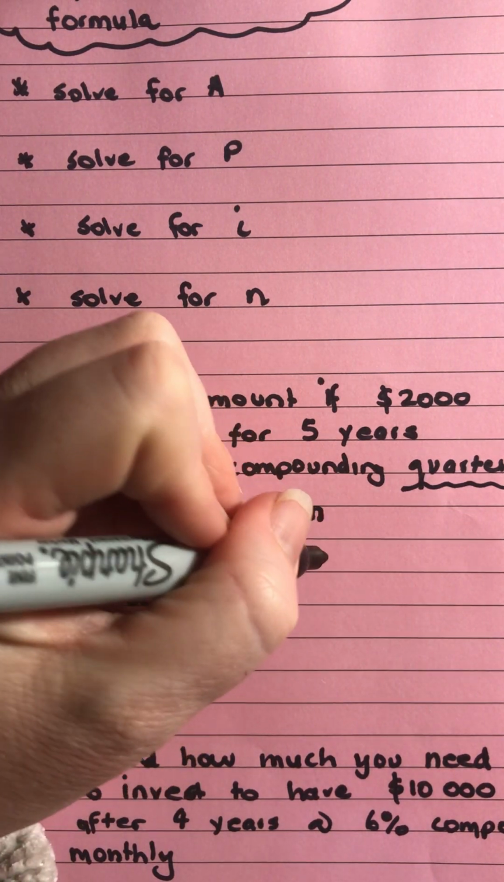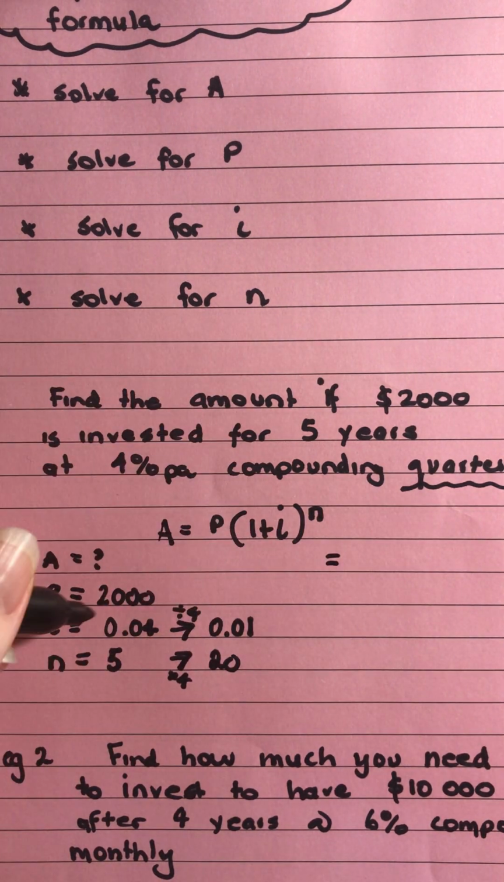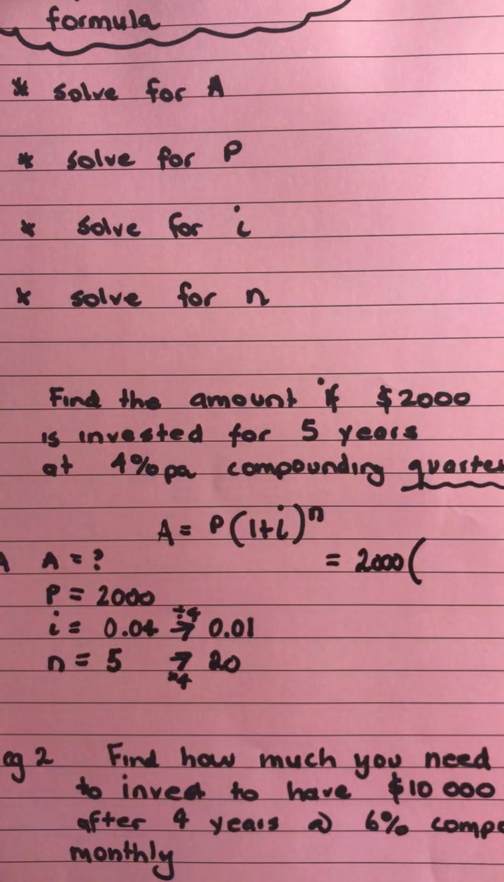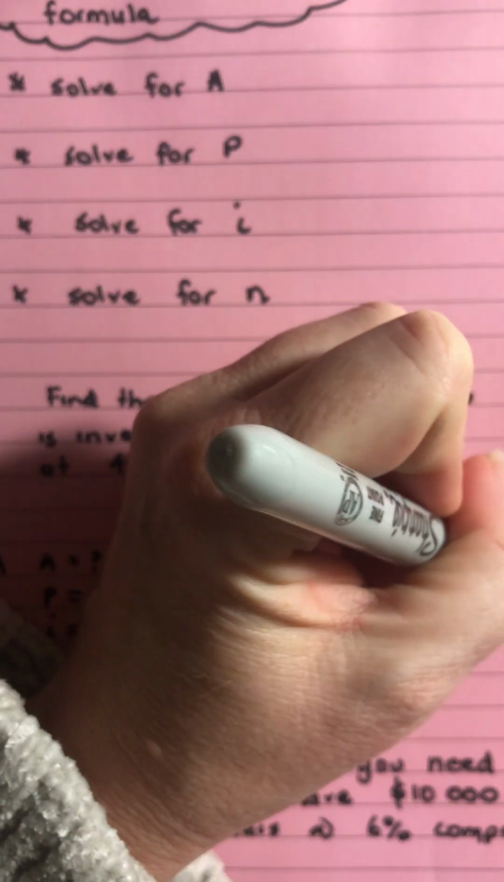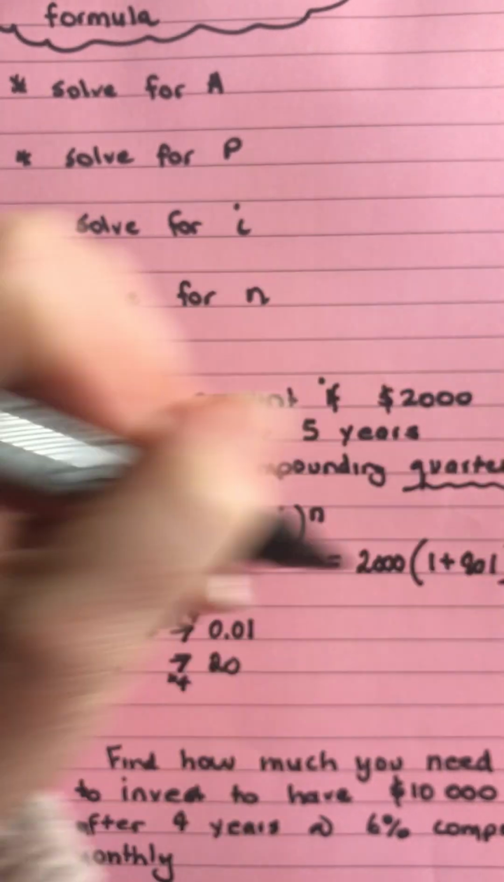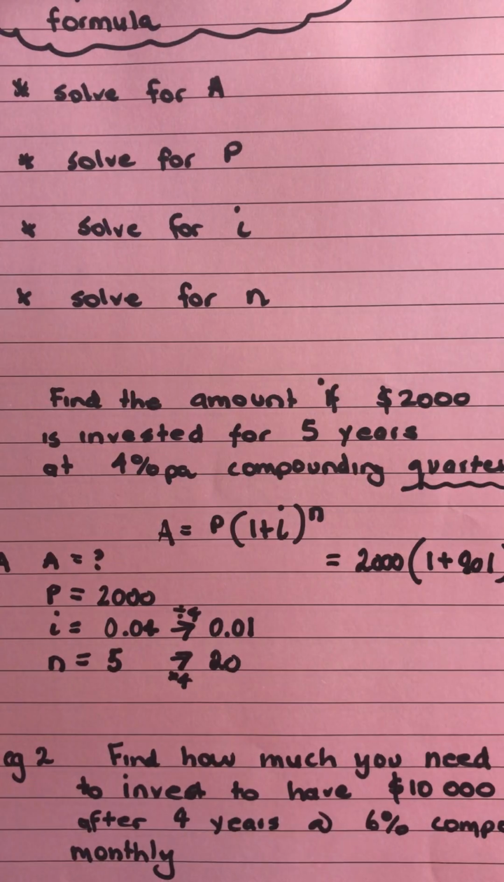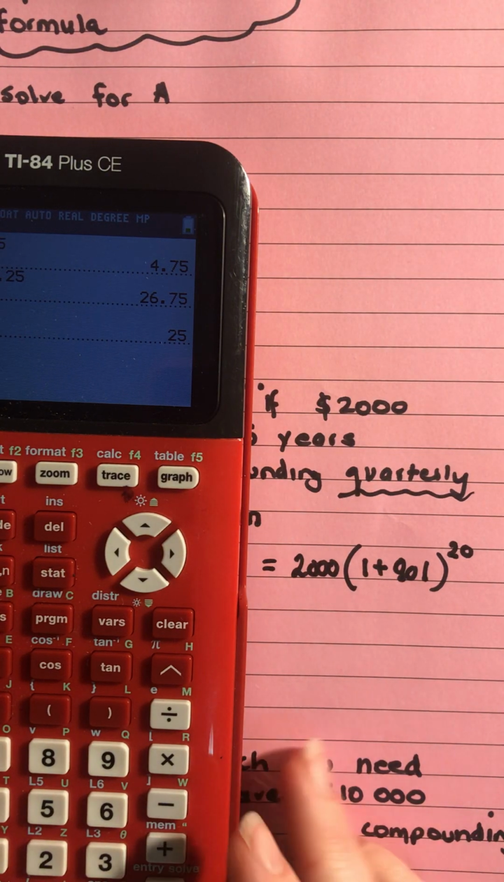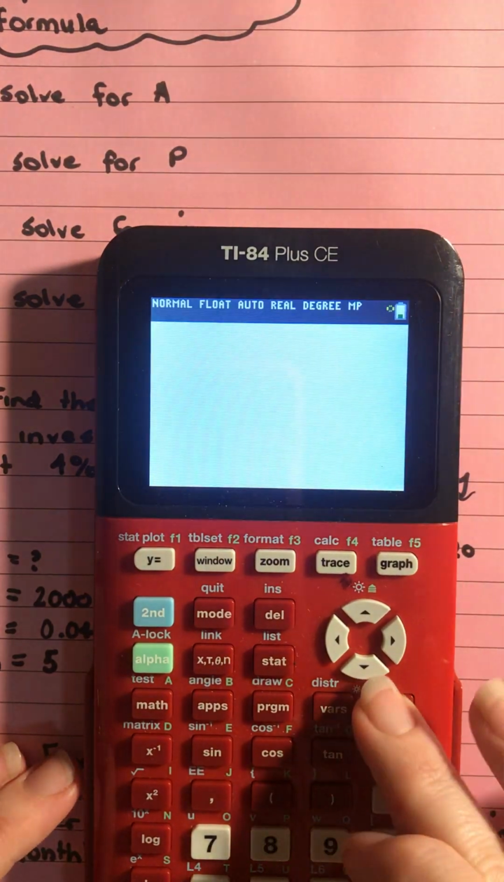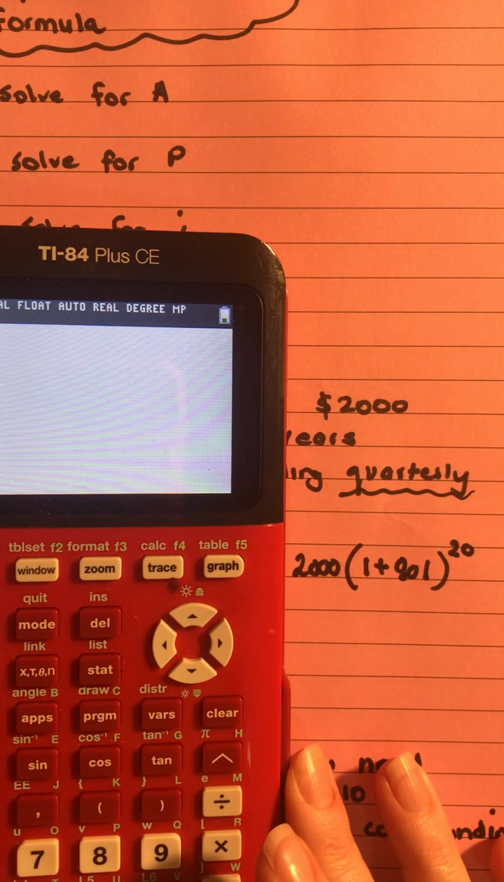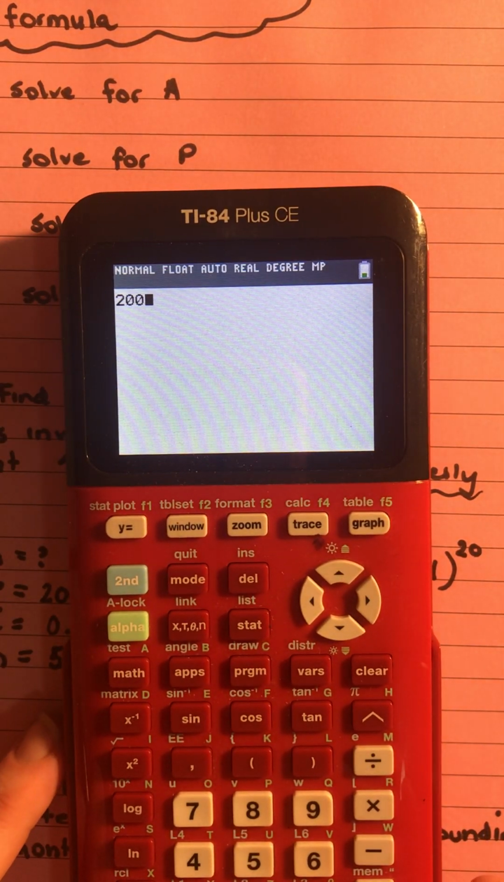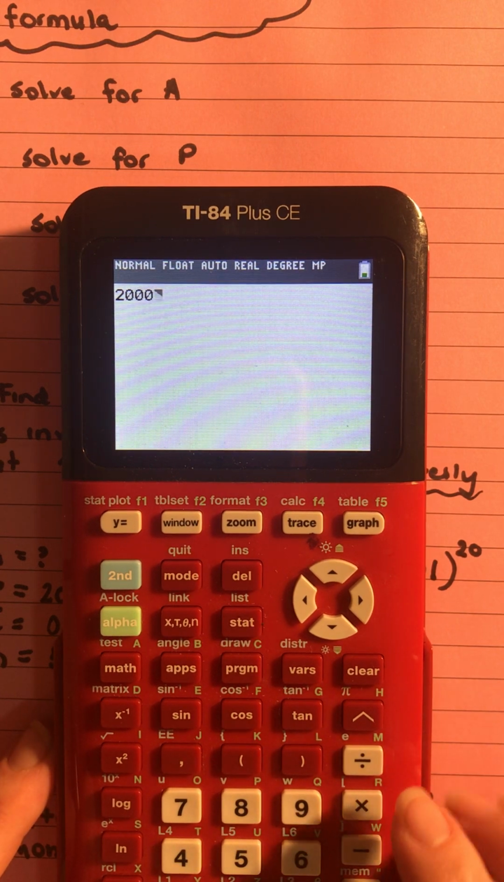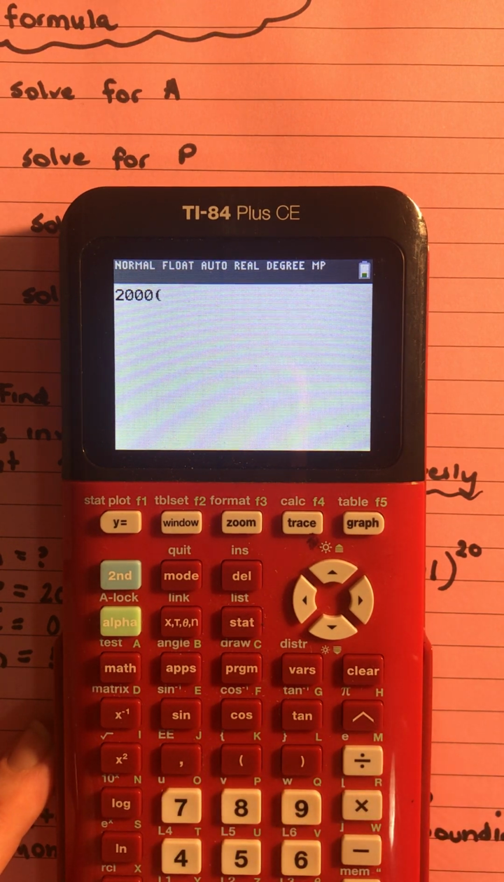Now I'm going to sub that into my rule. So I've got P, which is 2000, outside of 1 plus, and I've got 0.011 there. And then I'm raising that to a power of 20. So putting that into my calculator, I can actually do that all in one go. I can put that all into my calculator in one line. So I can do my 2000 and I can put that bracket. This works on the scientific calculators as well. 1 plus 0.011, and I'm raising it to a power of 20.